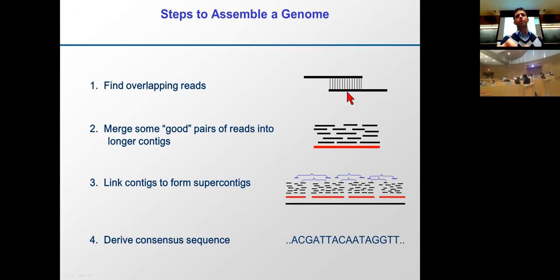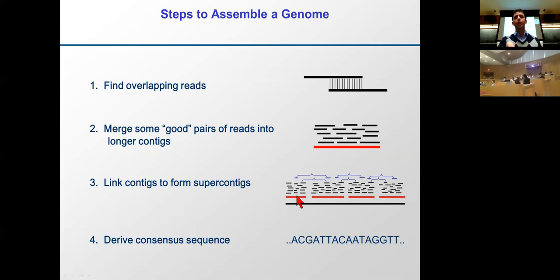Okay. So you find overlapping reads using a very, very fast algorithm like BLAST, or BWT, or some kind of hashing based algorithm. And then once you have that, you can merge pairs of reads into longer segments. So these can become a longer segment if that is relatively unique. And then you can start creating contiguous stretches of sequence known as contigs.